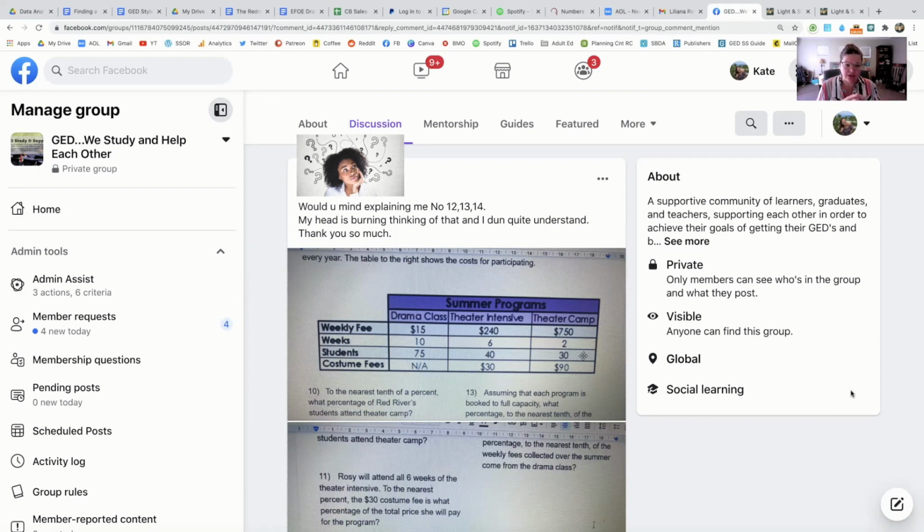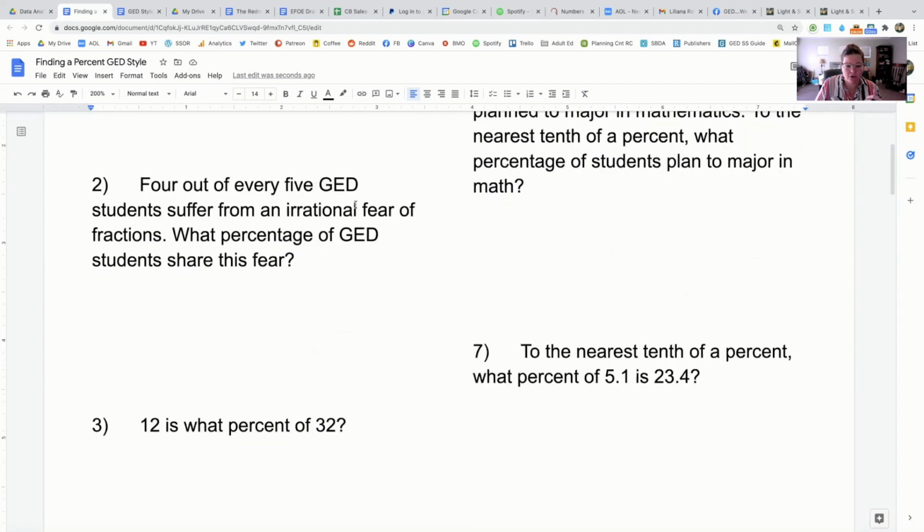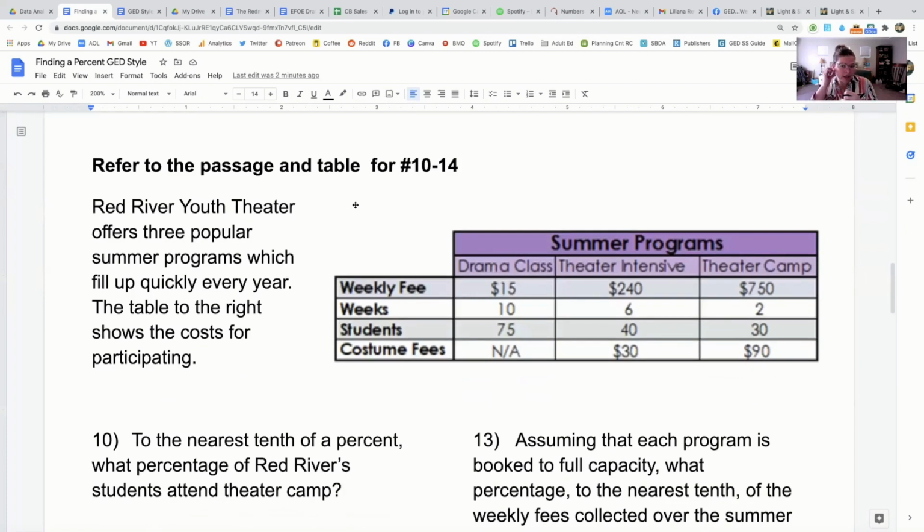She was looking at this problem involving tables and multi-step percent problems. Pretty tricky. You are going to want your GED calculator in order to tackle this. So, the name of the worksheet was Finding a Percent GED Style, and she had some problems with the table on the second page. Got a little bit of a tricky table going on here, and it's 12, 13, and 14 she wants to look at.